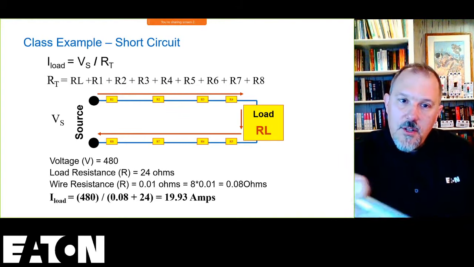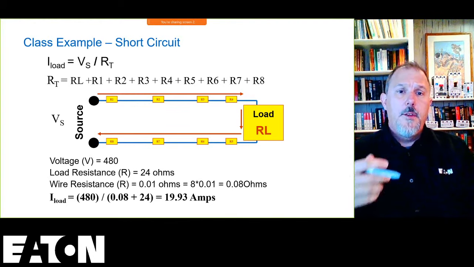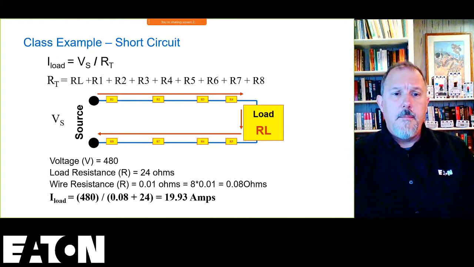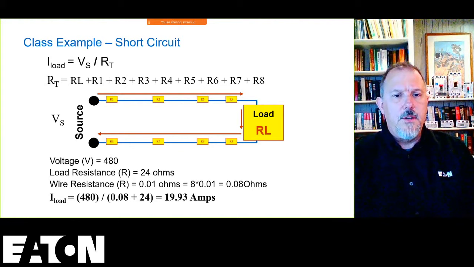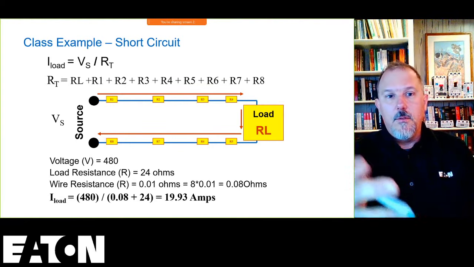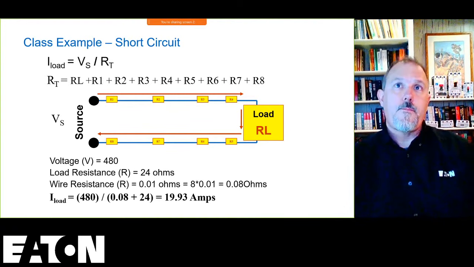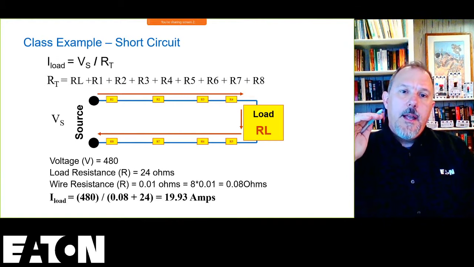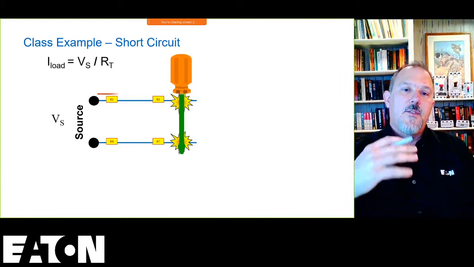So each of those could be different lengths of conductors going down to a load. The load's going to draw a certain amount of current. In this case, the load resistance is 24 ohms. Each of the conductor impedance or resistance values are 0.01. So the total current flowing in that circuit is 19.93 amps. Piece of cake, right?